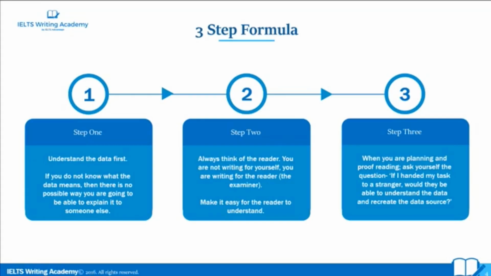And step three, when you're planning and proofreading, ask yourself this question: if I walked out of the classroom or wherever you are and handed my task to a stranger, someone I've never met before, would they be able to understand everything, and would they be able to recreate the data source? So if you were doing a bar chart, could you give them the task and could they draw the bar chart? If it was 2 pie charts, could you give them your task and could they draw the pie charts without ever seeing them? If your answer is no to any of those things, then you're not doing your job correctly and you need to think about the reader a bit more.